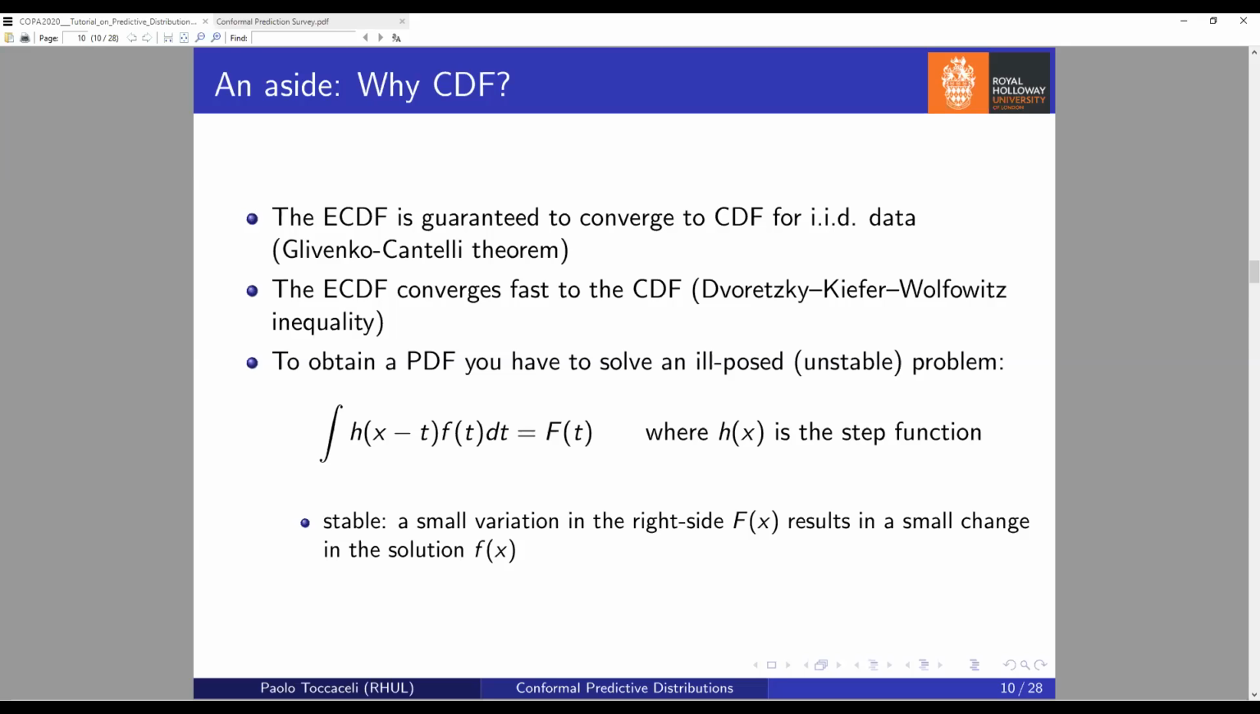And then the problem is that you could view the probability density function as a derived notion that you obtain by solving an ill-posed problem. One way of stating the problem is by means of this integral equation known as a Fredholm equation of the first kind. The problem is that this formulation, or other equivalent formulations, is not stable. Stability is a property ensuring that a small variation in the right-hand side, capital F of x, which is what we can obtain as the ECDF, results in small changes in the solution. Unfortunately, this is not true. When you have this sort of problem, you have to contend with an extra layer of complexity and use specialized methods that employ things like Tikhonov regularization.